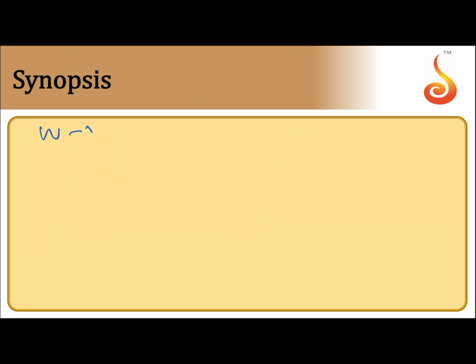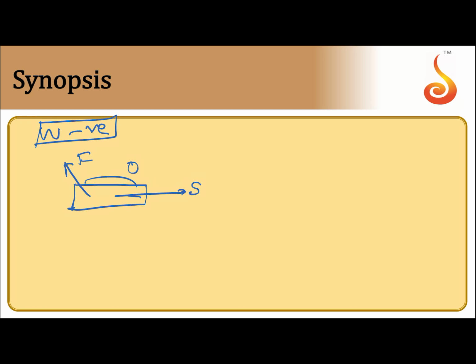Work done is negative in the following cases. Suppose I consider a block. Let's assume that there is a force along this direction and the eventual displacement happens along this direction, and theta is the angle between them, and theta is of course more than 90 here and of course less than 180. So in this case the work done by the force is negative.